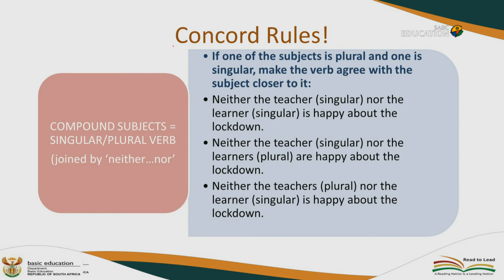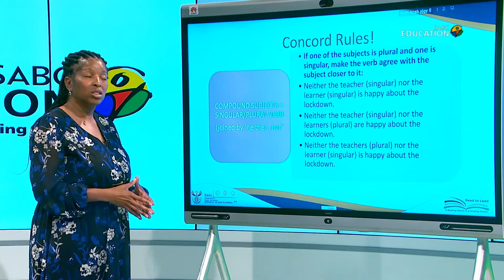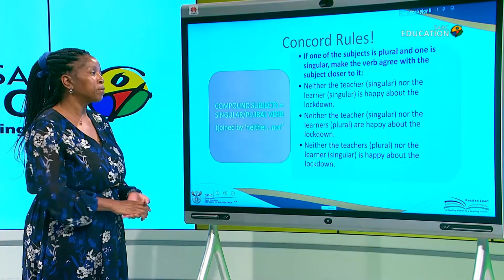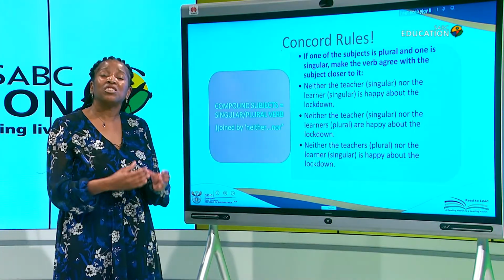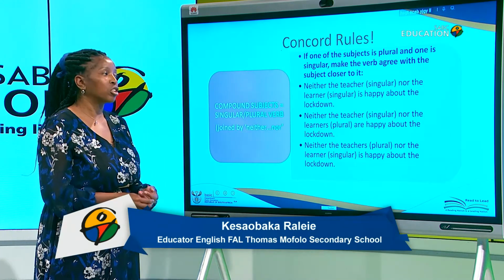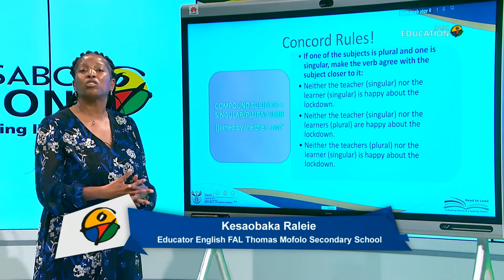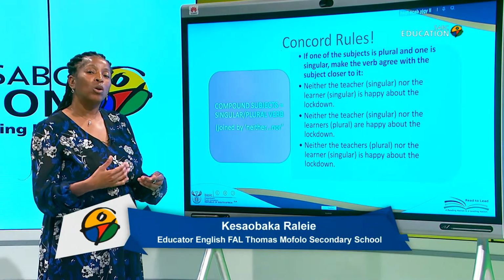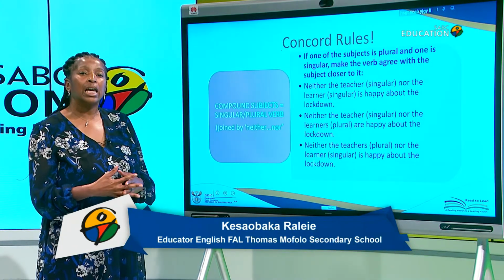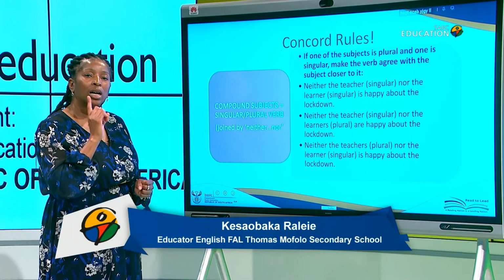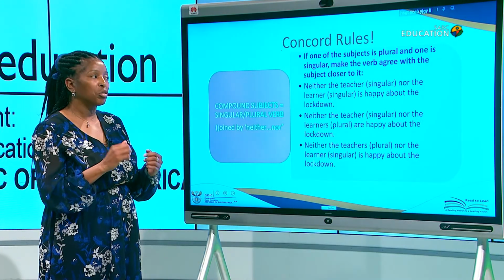So if a subject, for example, has one plural and one singular, the subject that is closest to the verb is the one that changes the verb to be plural or to be singular. I will give you an example. Neither the teacher, which is a singular subject, nor the learner, which is another singular subject. What do we do now? We say is, because there's a singular subject next to the verb.